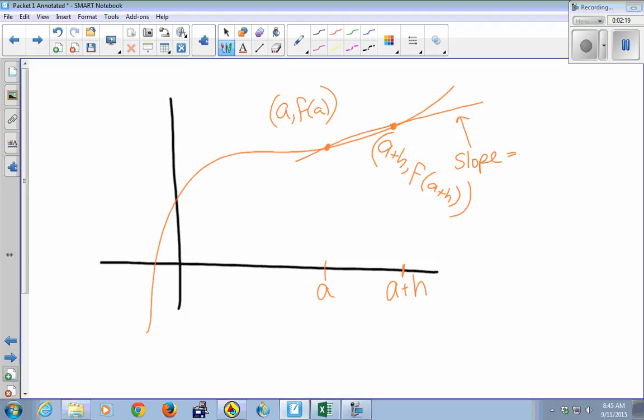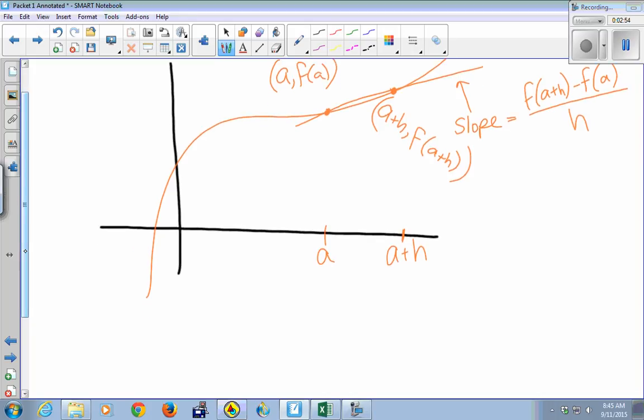So if I want to take the slope of that secant line, I subtract the y's, f of a plus h minus f of a, and I divide by the difference in the x's, a plus h minus a, which is just h. Right? So that's called the difference quotient. It's the slope of the secant line, and it represents the average rate of change over an interval h, over an x interval h.